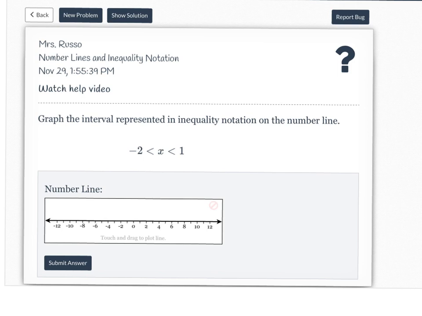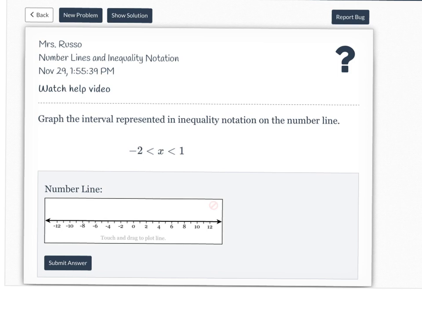I want to look at this notation very quickly, but carefully. It says your Delta Math assignment, we'll talk about this. Graph the interval represented in inequality notation on the number line. This notation is what I want you to get used to, okay? This is saying to graph all of the x's that are in between -2 and +1. So this notation, kind of the first time we've seen this, it's important to us. We use this a lot in mathematics. We'll use it a lot this year.